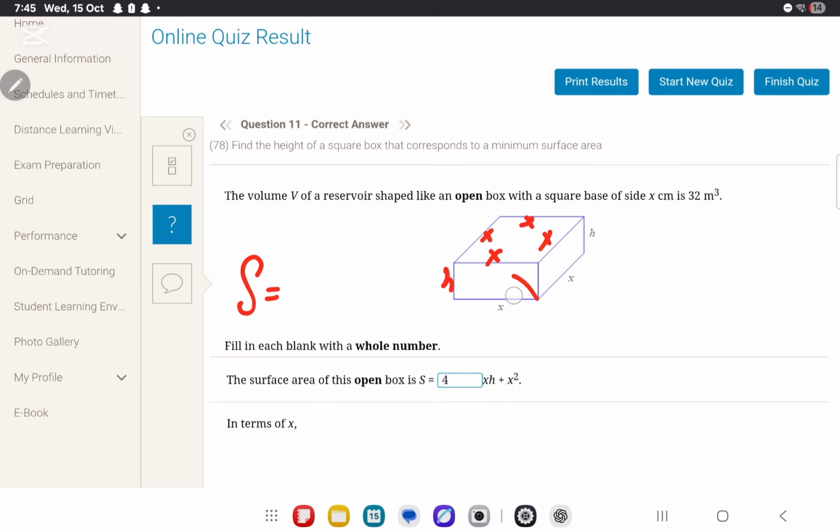So what's the area of this? This area is what? X times h, right? X times h. So I have x times h here. And keep in mind, I have another rectangle with the same dimensions back here, right?